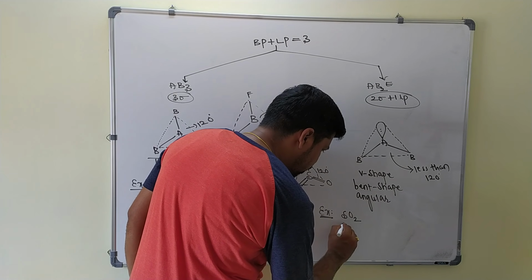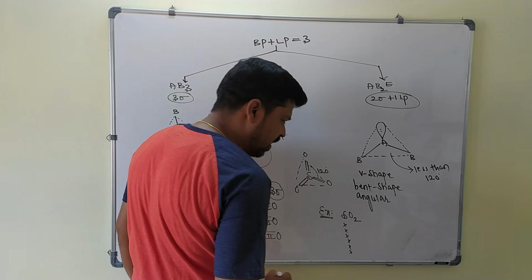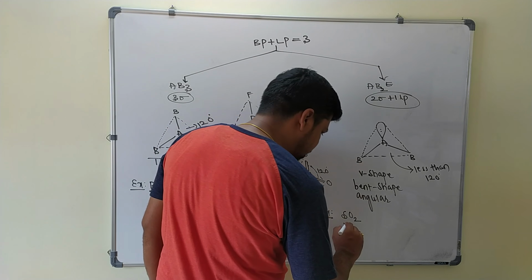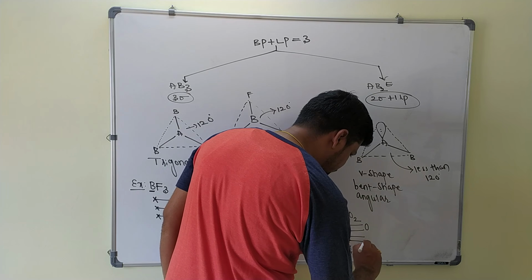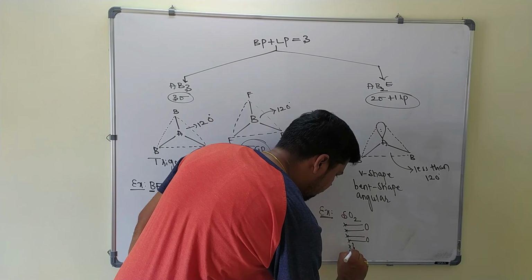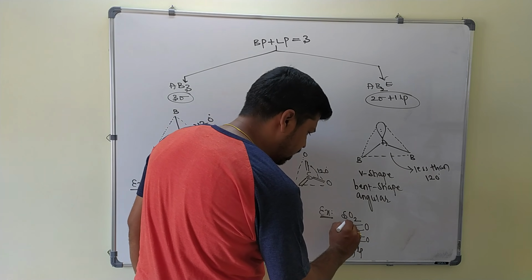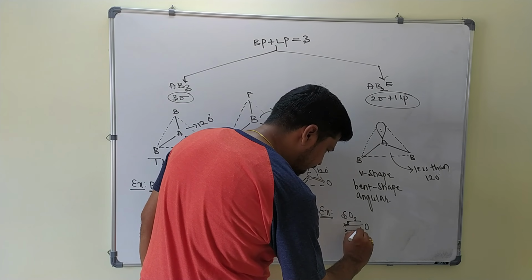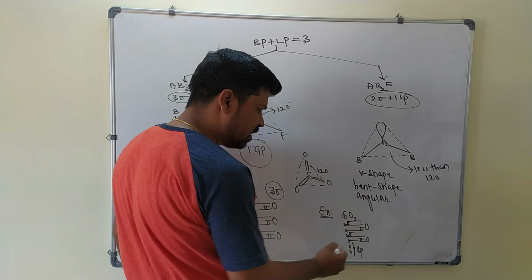Example for this one, we can quote an example of SO2 molecule. SO2: again the central atom is sulfur here, and how many valence electrons are there? 6 valence electrons. Out of 6 valence electrons, 4 electrons are utilized for the bond formation with 2 oxygens, and the remaining 2 electrons are taken as a lone pair of electrons. Out of this one will be sigma bond, then another is pi bond, sigma bond, and another is pi bond. How many sigma bonds are there?